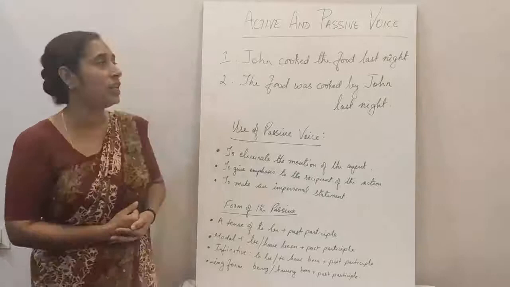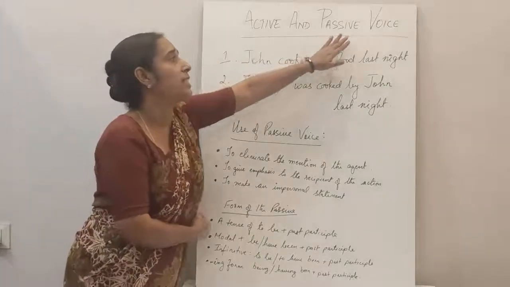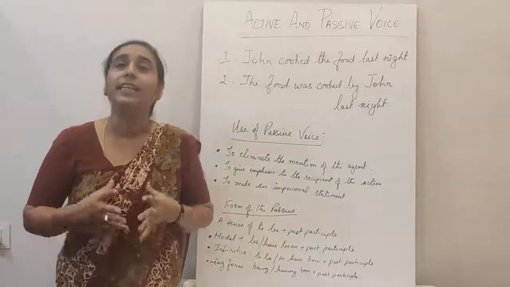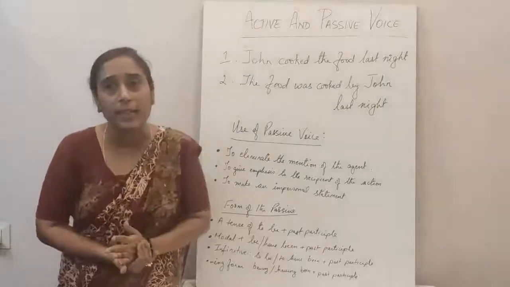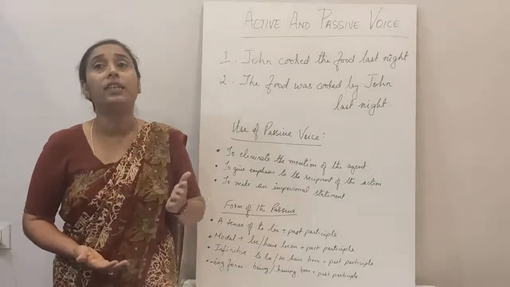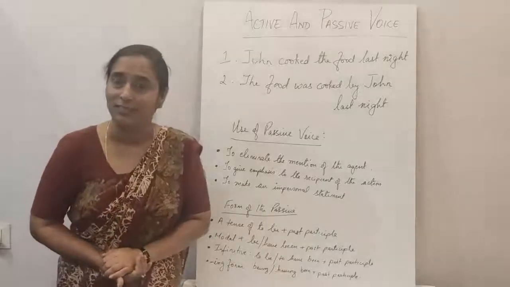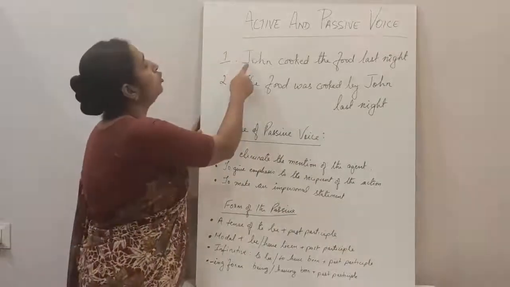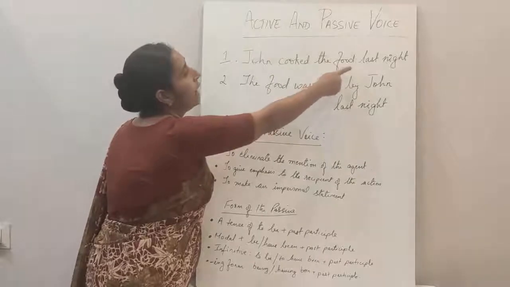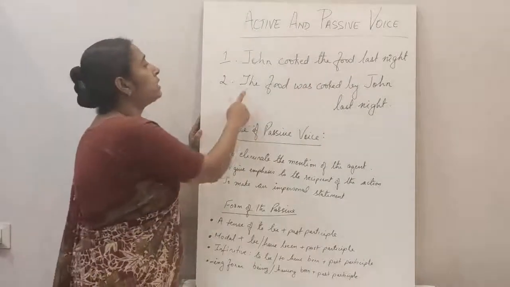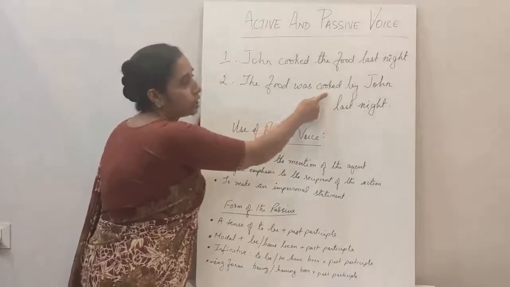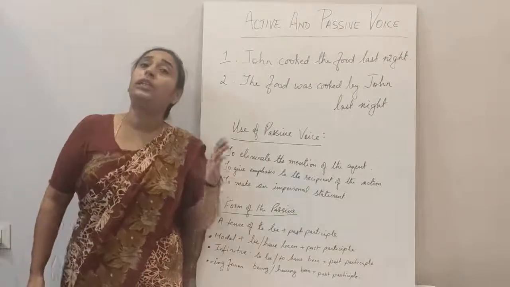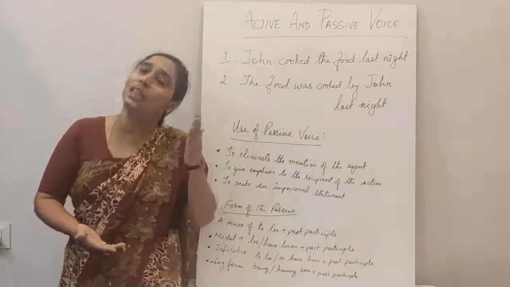Today I have taken up active and passive voice. Now, the voice of a verb indicates whether its subject is the doer or the sufferer of the action. Now I've got two sentences. Number one, John cooked the food last night. And the second one is, the food was cooked by John last night. Now, both the sentences express the same meaning.